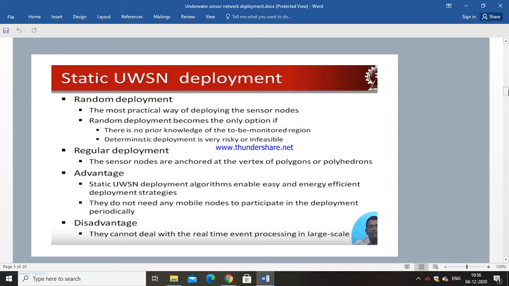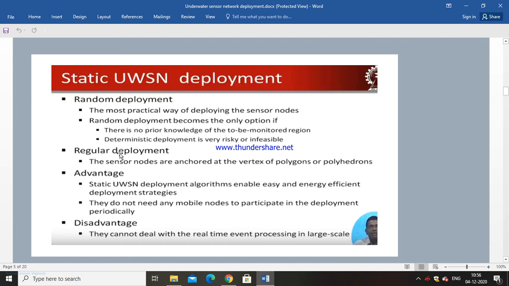In static underwater sensor network deployment, we see two classifications: random and regular. We see random deployment first. It is the most practical way of deploying the sensor nodes. Random deployment becomes the only option if there is no prior knowledge of the region to be monitored. Deterministic deployment is very risky or infeasible. In a regular deployment, the sensor nodes are anchored at the vertices of polygons or polyhedrons.